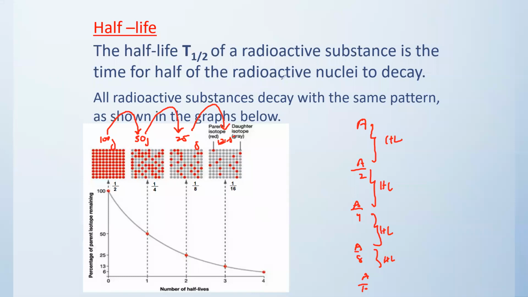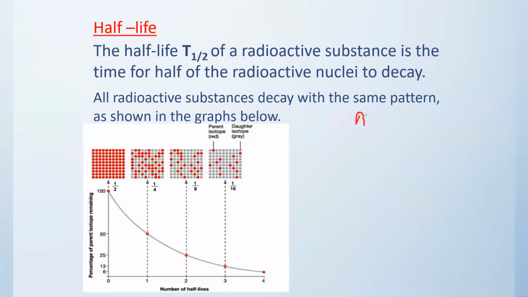No, it won't be A by 6, it will be A by 8 because it is half. First it is A, then half of A, divided by 2, becomes A by 2. Then A by 2 divided by 2 becomes A by 4. A by 4 divided by 2 becomes A by 8. So after every half-life, the sample will become half of its original value.